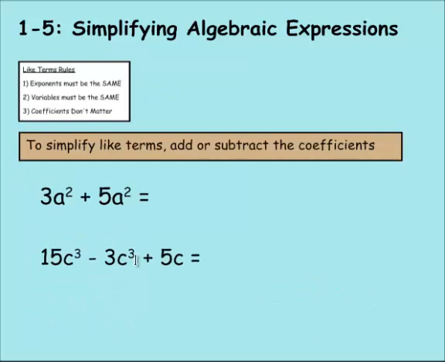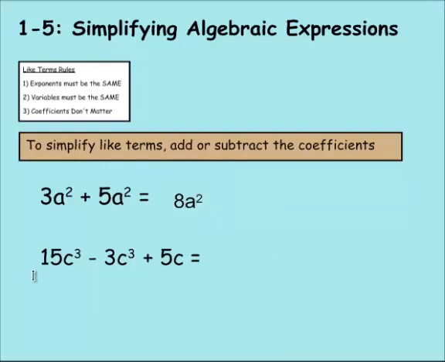To actually simplify them, if they are the same and can be simplified, you just add or subtract the coefficients, the numbers that are multiplied times the variable. We kind of have the rules up here for reference if you need it too. We have 3a squared plus 5a squared. See, we have the same exponent, the same variable. Now the coefficients are different. We need to add them here because it's telling us to add. So 3 plus 5 would be 8a squared.